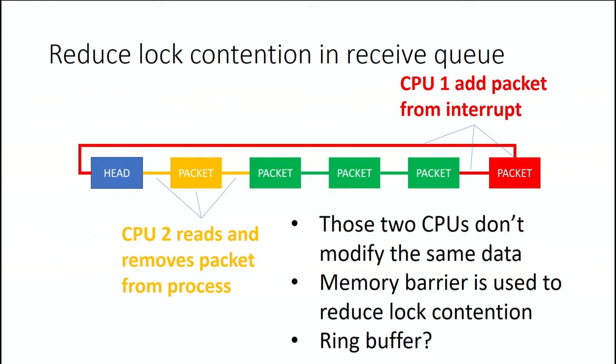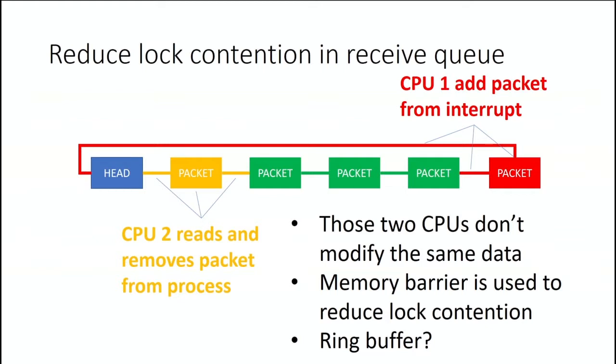If you look closely at the queue, CPU 1 only adds the packet to the end of the queue, and CPU 2 always reads the packet from the front of the queue. Looking closely at those 2 elements, they don't really modify the same data. When CPU 1 adds packets, it only modifies the links at the end of the queue. And when CPU 2 tries to read something, it only modifies the links at the front of the queue. So with careful programming, memory barriers can be used to reduce lock contention in this case. With the memory barrier, we just make sure the links are updated before the packet arrives.